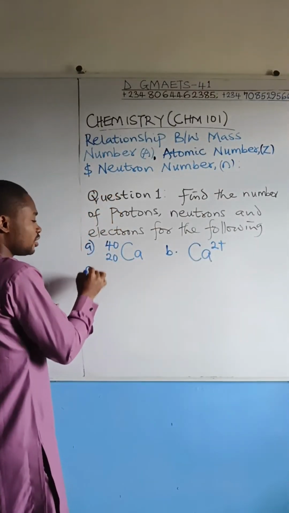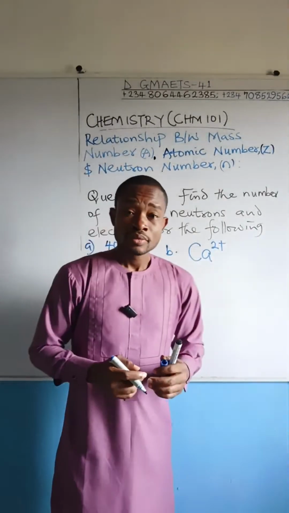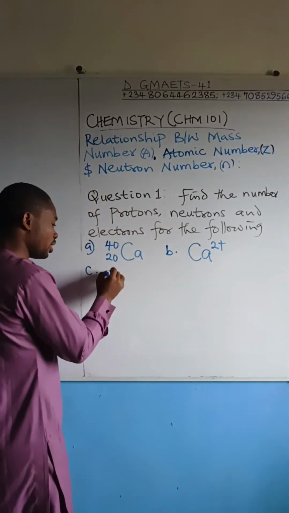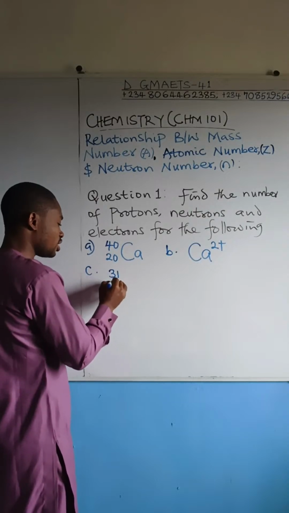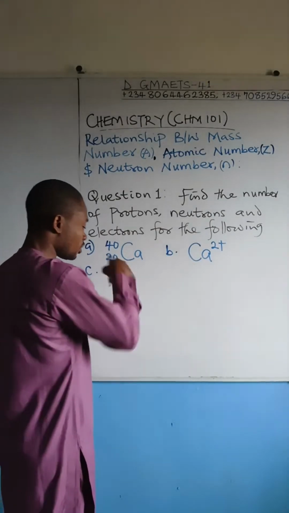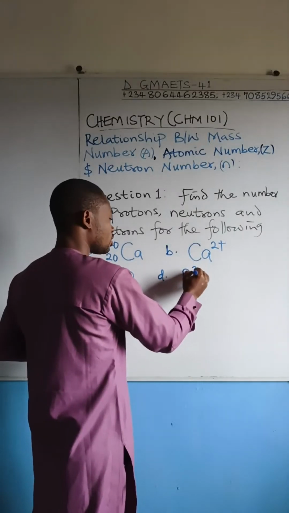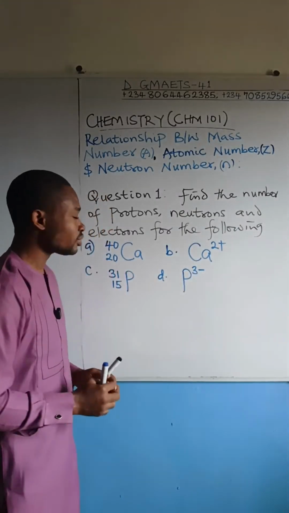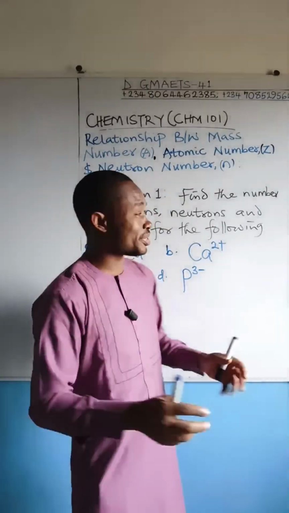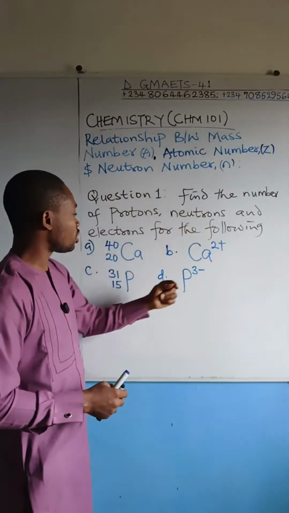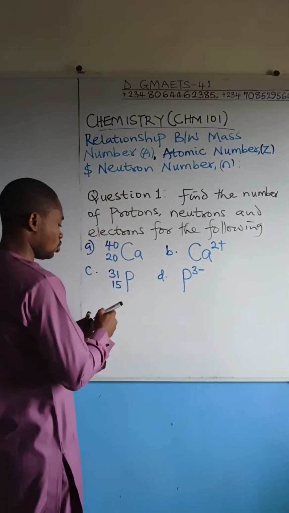Then let us have C. Let's consider a negative ion. Let's go with phosphorus, 31, 15, P. And then we have D. Assume that phosphorus now reacts, so I have something like this. You see what I try to do? I have the atom of the element, and then I have the ion of the element. Let us see how we can get the proton number, the neutron number, and the electron number. It's a simple problem to deal with.